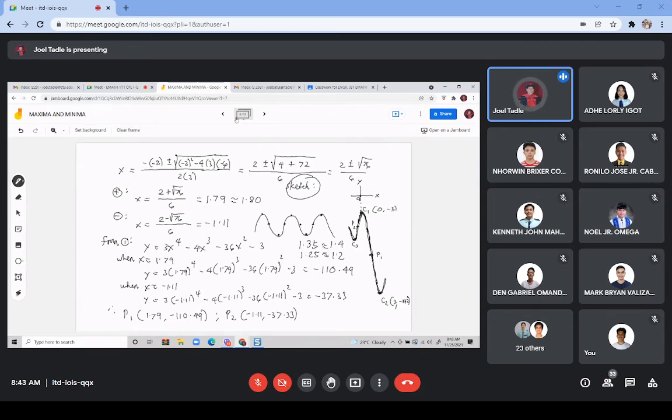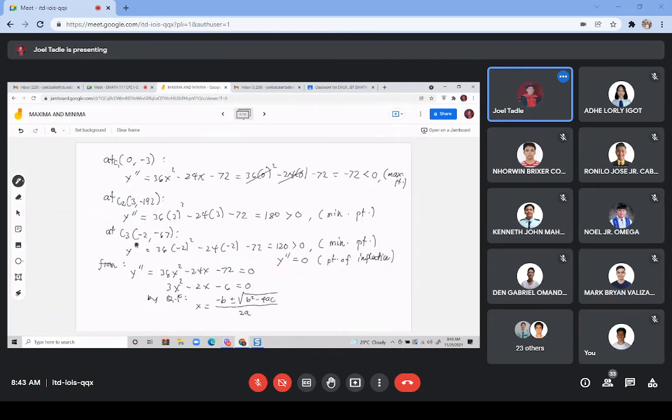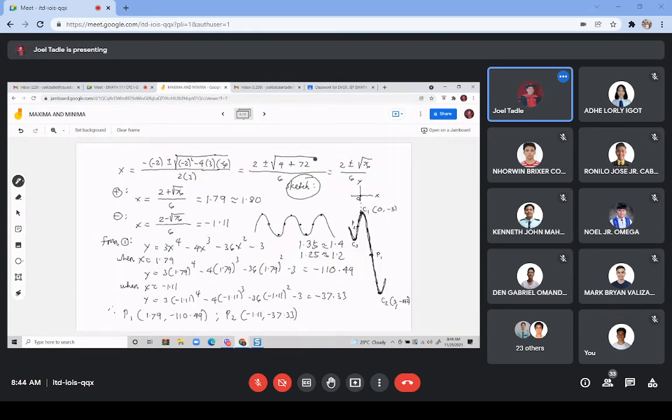Critical point number 3 is negative 2, negative 67. From the origin, count 2 units to the left, so negative 2. 1, 2. Then negative 67 is somewhere here. So this is critical point number 3: negative 2, negative 67. This is just an approximate system, guys, just to illustrate the curve.